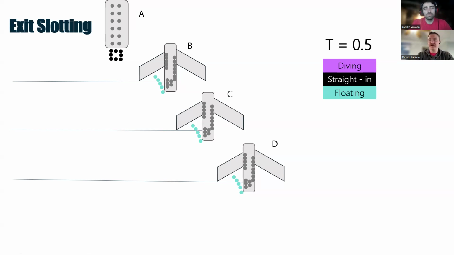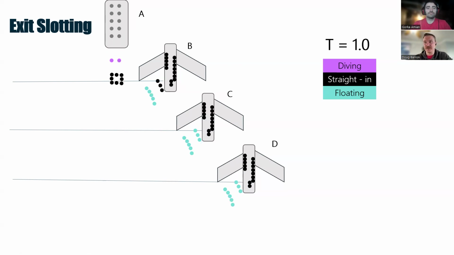You can see that teal color is the floaters stepping off the aircraft, and they would be floating in their relationship. So there would be a floating approach and exit position to the base, which is in black there. Then as we get into T is 1 second, you can see now in the C and D aircraft, the first row of divers, as they're coming off, they're still in a floating position based on their relationship to the base.